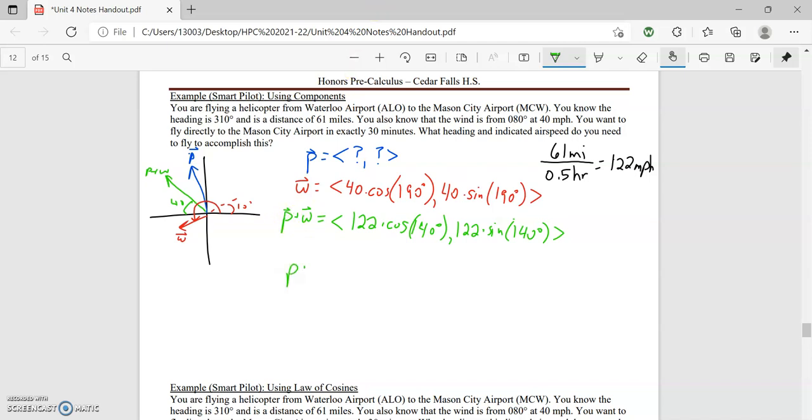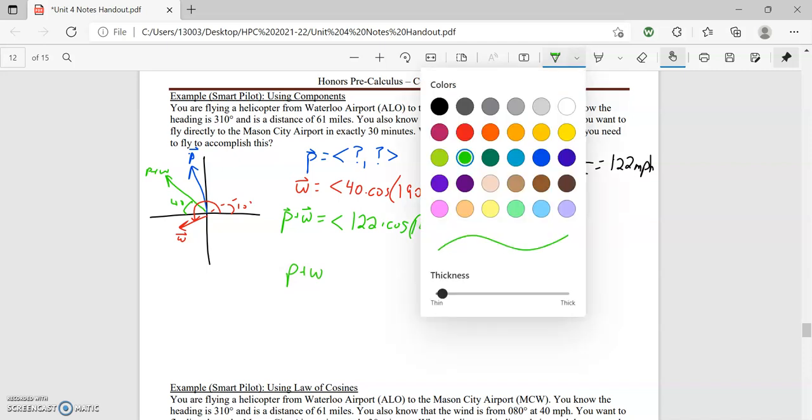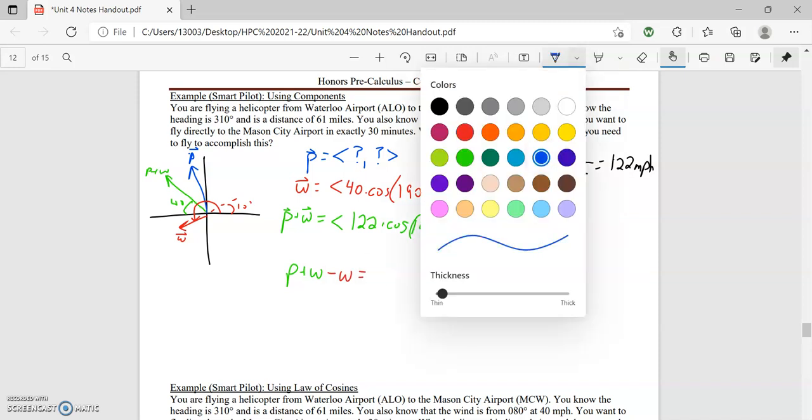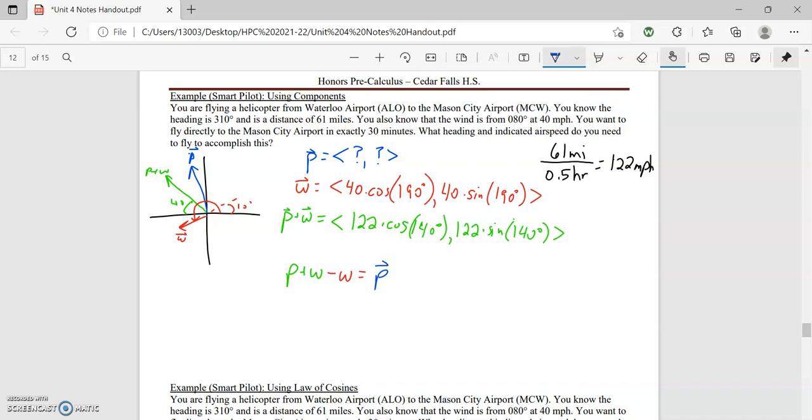vector P plus W minus W? Does that not get us vector P? Right? So there you have it. We just got to take the math the other way. We got to take it backwards from what we did in the last problem with the dumb pilot.